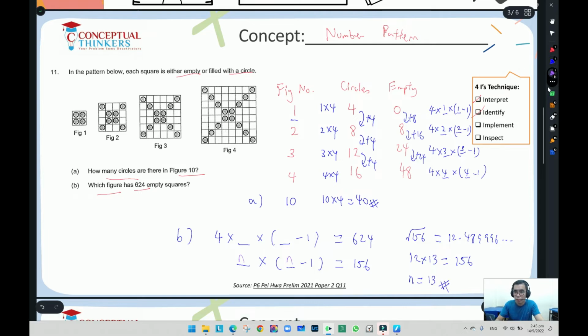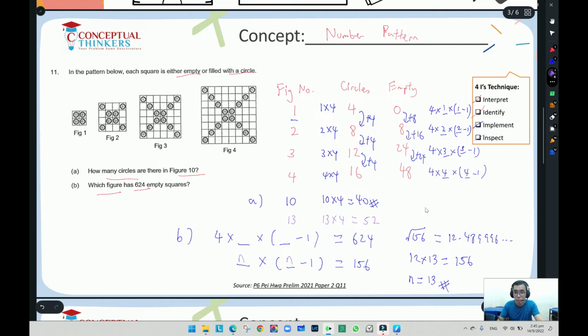Now I'm going to do some inspection to see whether our answer makes sense for part B. If our figure number is 13, then our number of circles will be 13 times 4. So 13 times 4 will give me 52.